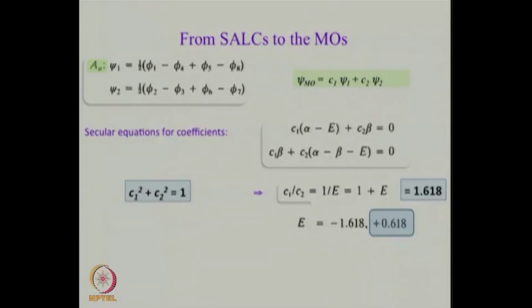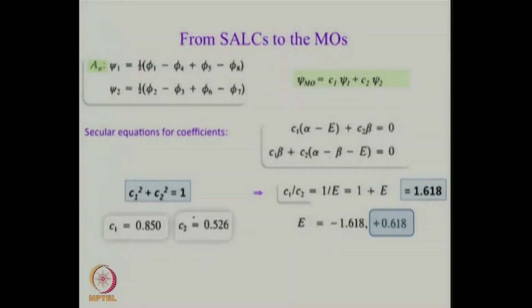So, you have two equations, one is C1 plus C2 is equal to 1 by E, which is also equal to 1 plus E, is equal to 1.618. The other one is C1 square plus C2 square equal to 1. Substitute, you get C1 equal to 0.85 and C2 equal to 0.526. Okay. So, this is the plus combination.